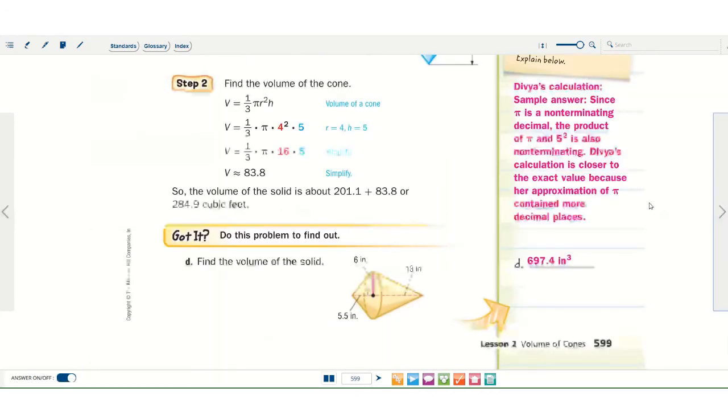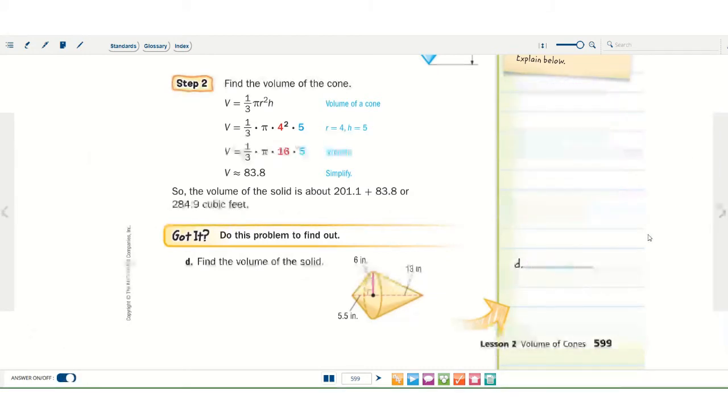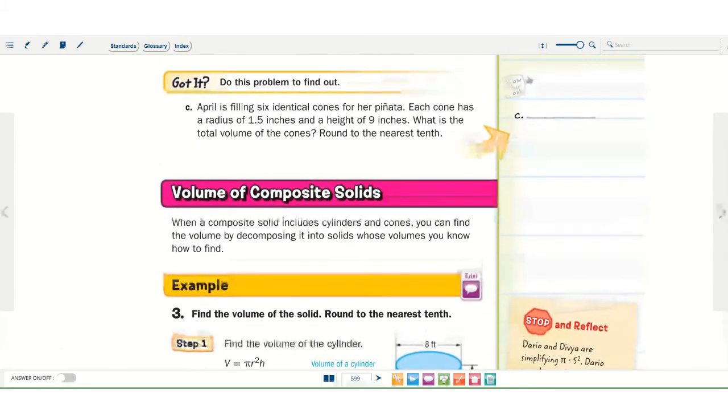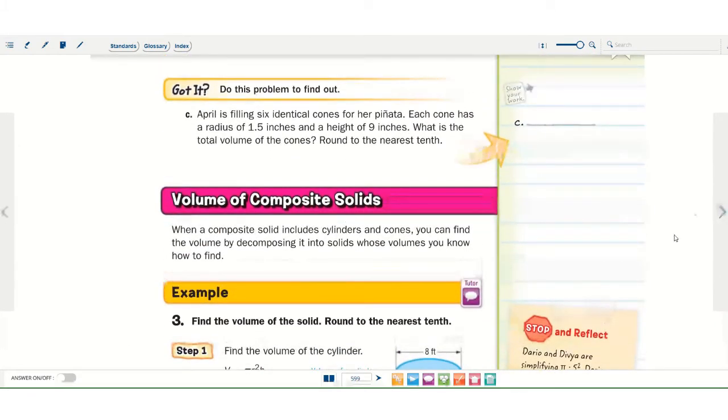Looking at the top of the next page, they have given us Got It Problem C. As we take a look at Got It Problem C, we can see they're giving us a word problem. April is filling 6 identical cones for her piñata. Each cone has a radius of 1.5 inches and a height of 9 inches. What is the total volume of the cones?